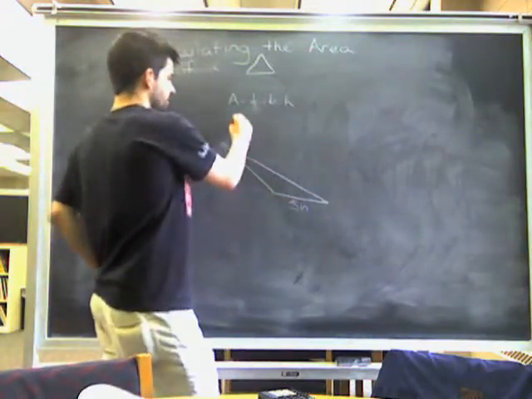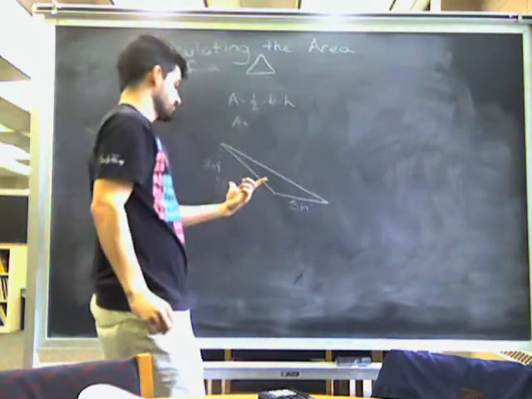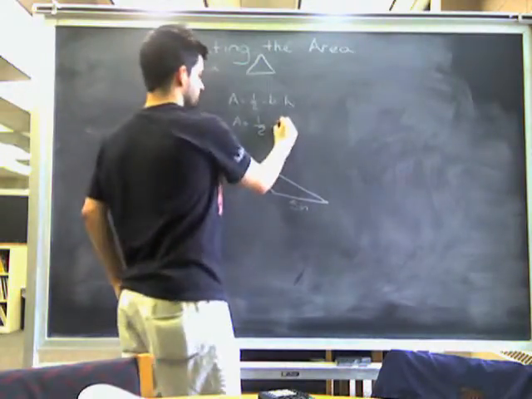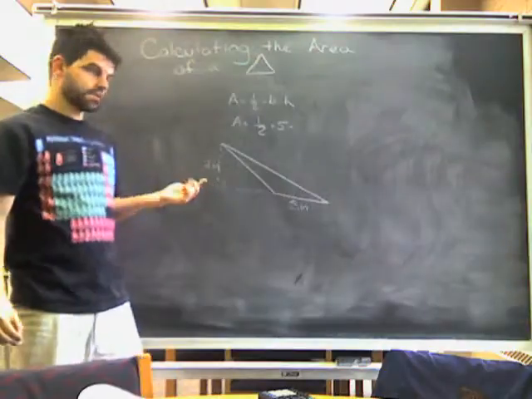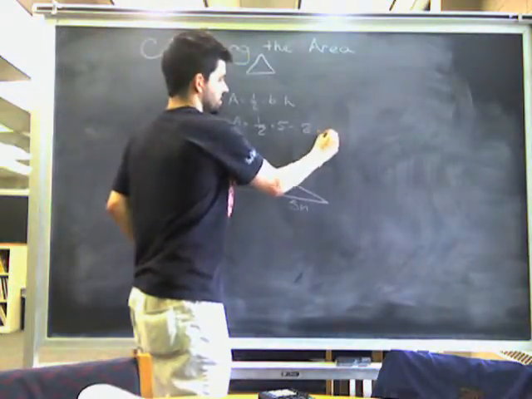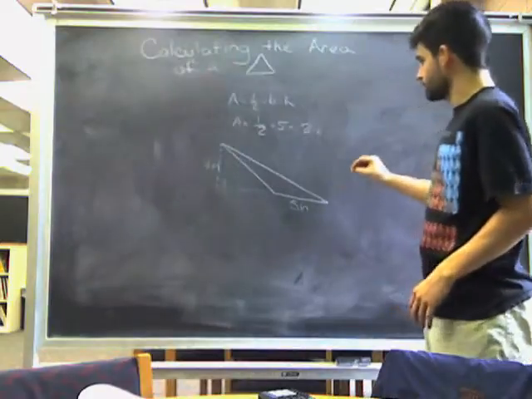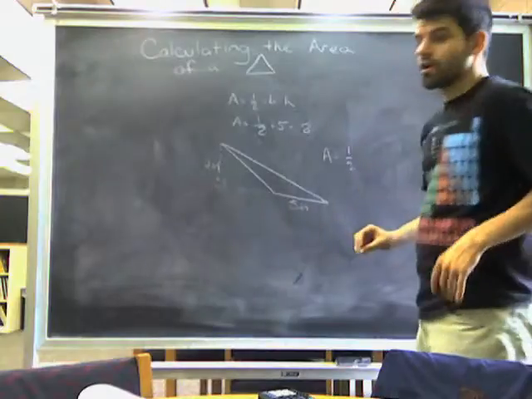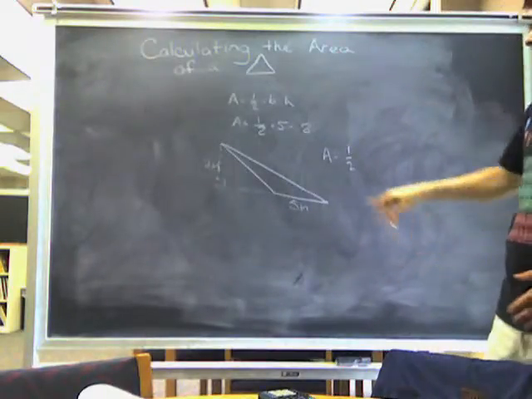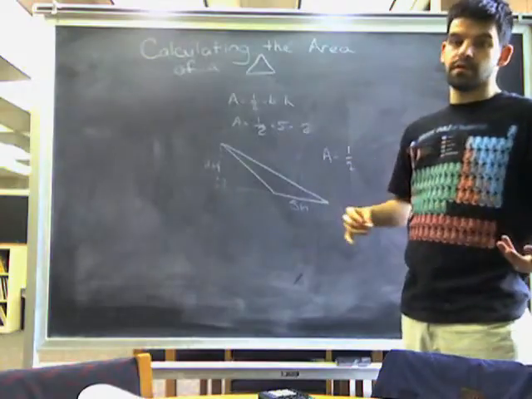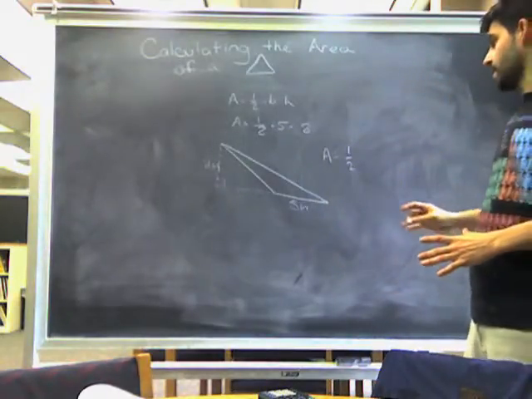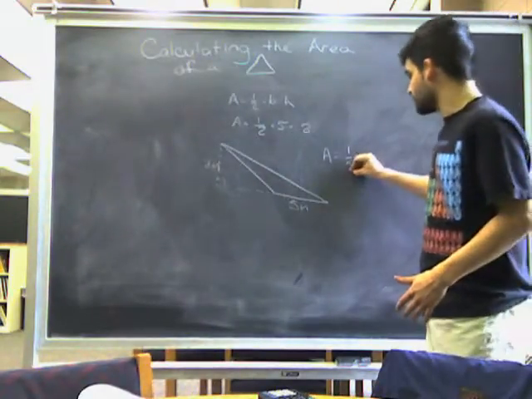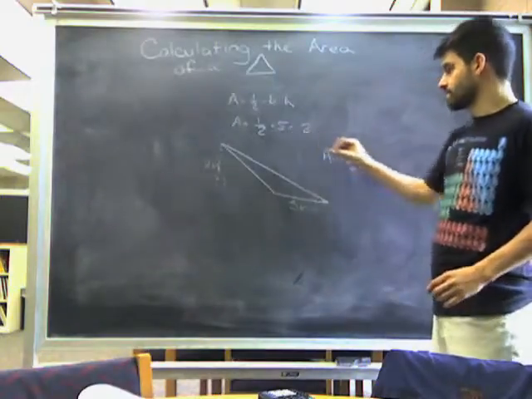So area is going to be equal to 1/2 times the base times the height, which is 8 inches. So we'll break this down again, and we'll say that area is equal to 1/2. I find it more beneficial to do the multiplication first of the two, of the base and the height. Then you can deal with the half lastly. So we have 5 times 8, which is 40.